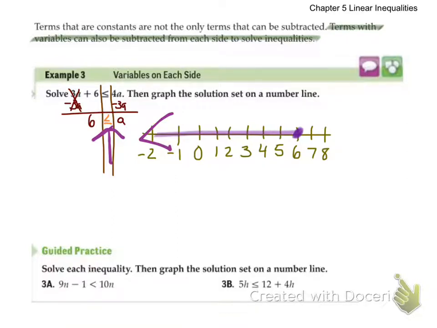You are going to try A and B on your own, and we will go over those in class as well. So pause the video in order for you to do that.